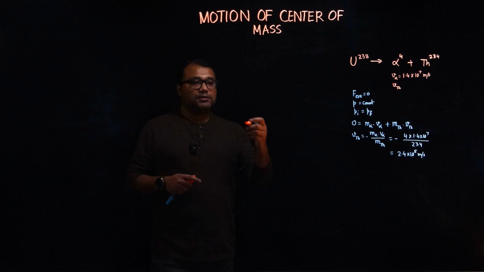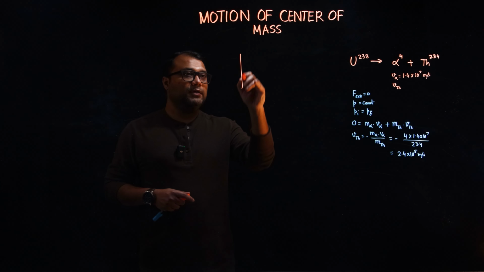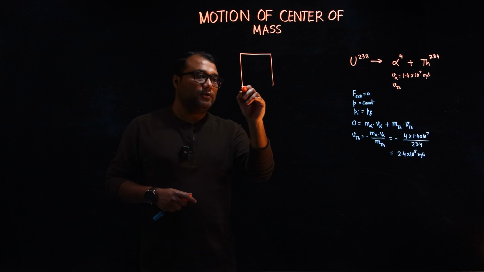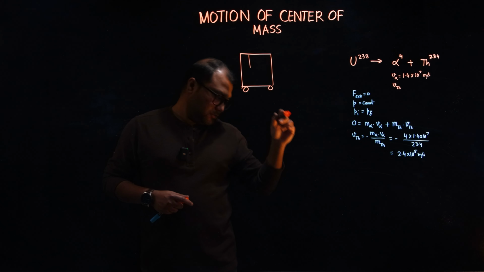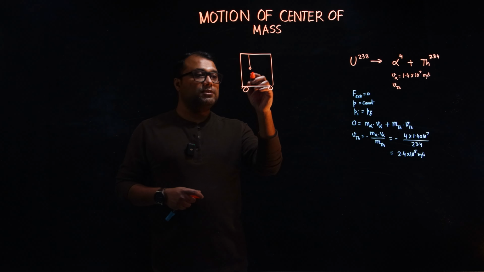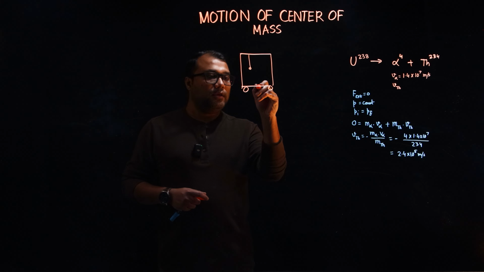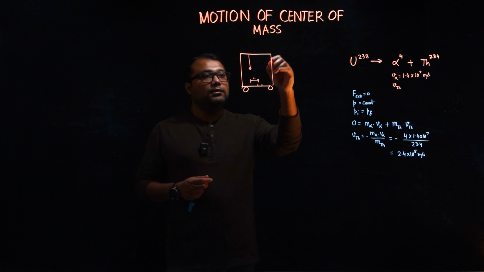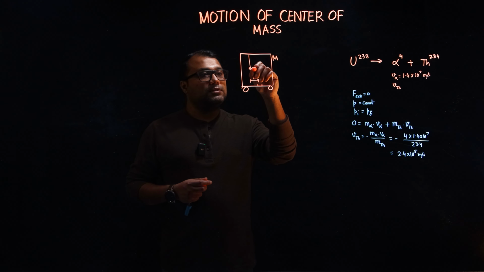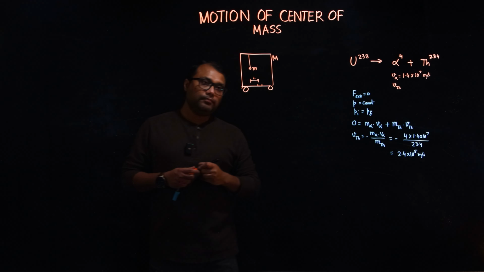Again, this question looks complicated, but it's pretty simple. So this is the cart, this is the pendulum bob, and here is a slot, and this distance is L. This mass is capital M, this mass is small m.